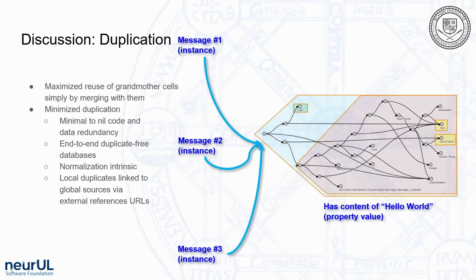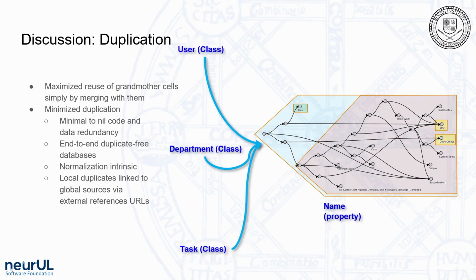In neurUL, we can maximize reuse of grandmother cells simply by merging with them. During tests, we saw records reusing values, columns, and data to the point that the database is free of duplicates even at the schema level. Normalization, which is the process of decomposing tables to eliminate data redundancy, is intrinsically enforced by grandmother cells. We can also minimize duplication further by reusing grandmother cells that may be available remotely via external reference URLs.